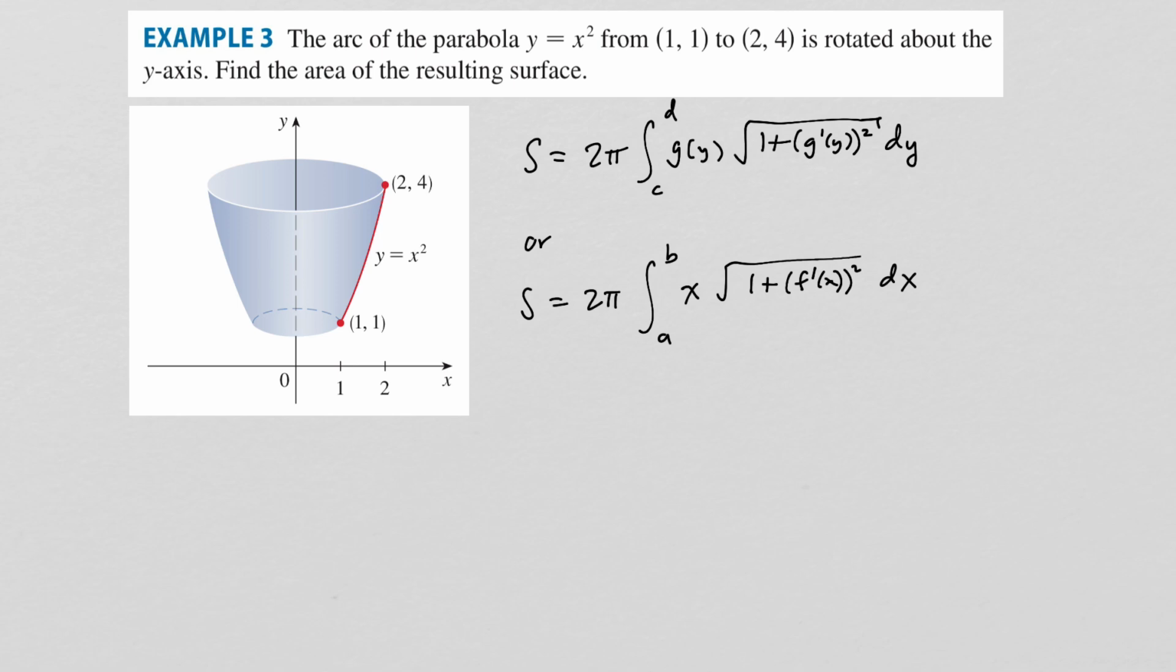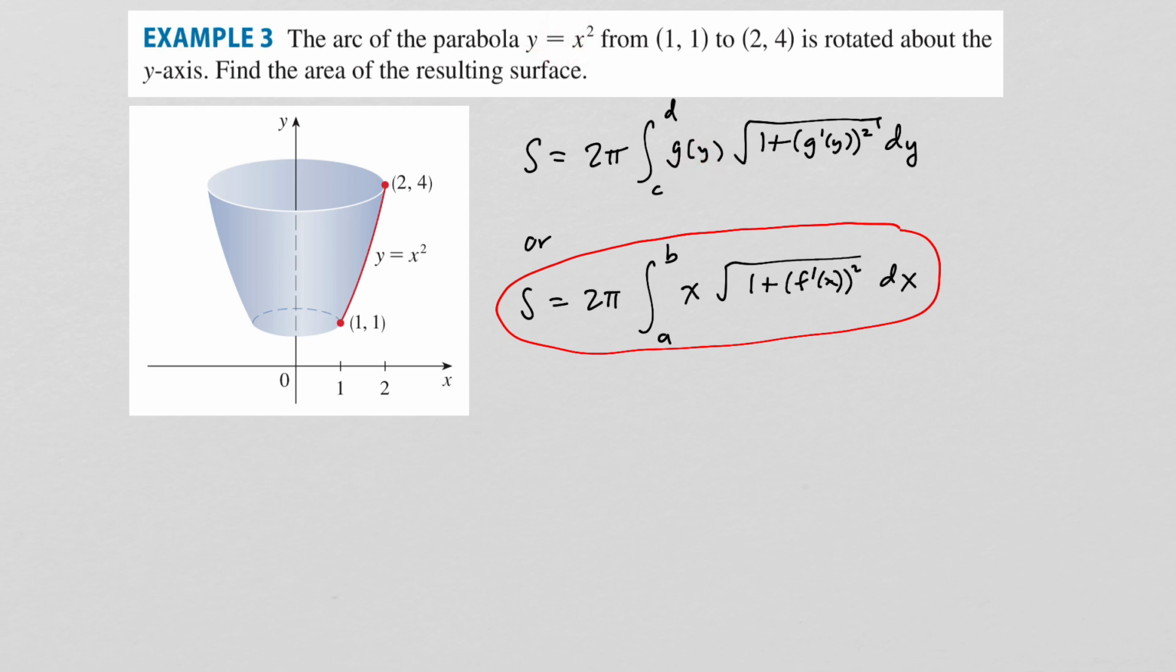Now, you can try using either one of these formulas. Normally what I do is I just go with the flow. So if they're giving me a function in terms of x, which is what you see here, y equals x squared is a function of x, then I might try using this formula first. But you certainly could use the other formula first. It's just that to use this formula, you would have to find the function g of y, which isn't hard to do.